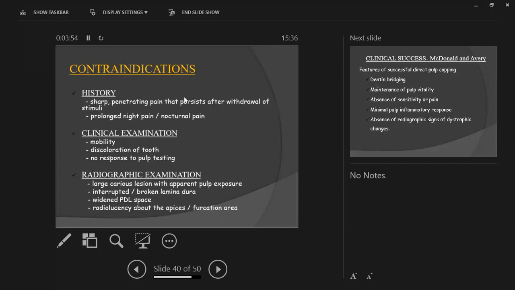Then coming to the contraindications, exactly opposite of what the indications are. One indication you need to add over here is mechanical exposure while preparing the cavity. Also, traumatic injury of the anterior tooth. Immediately the parents have got the child to the dentist, you can save the tooth by doing a direct pulp capping.